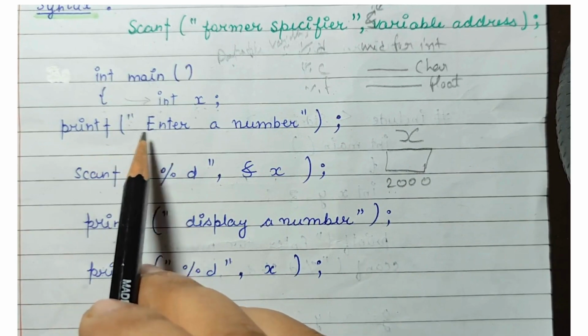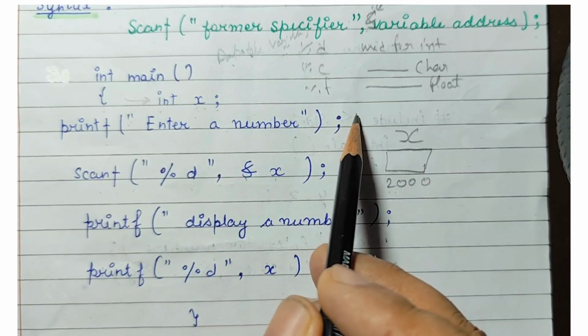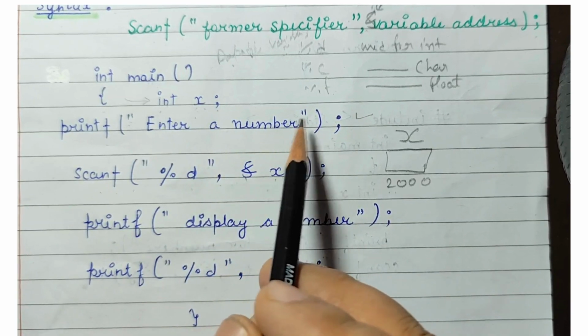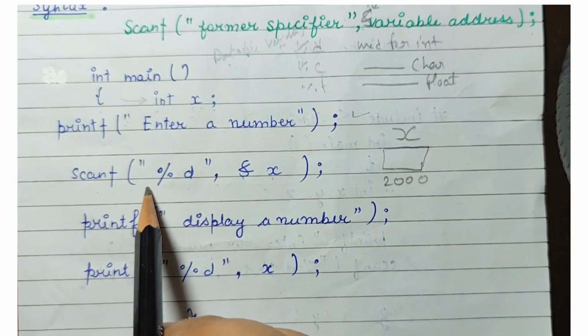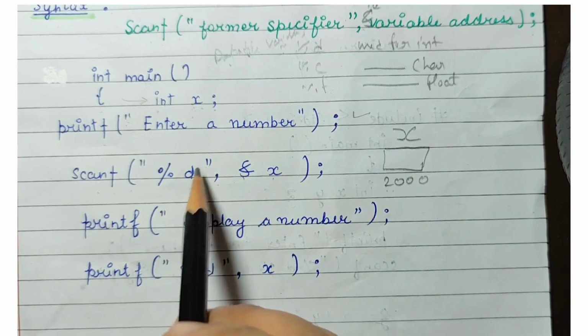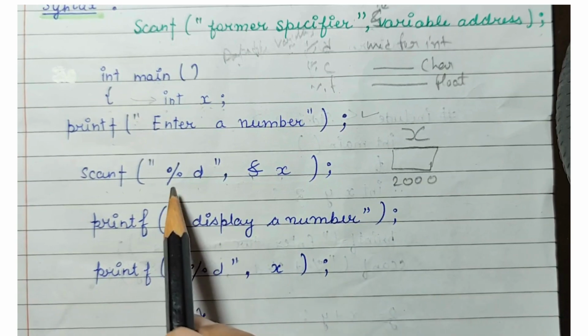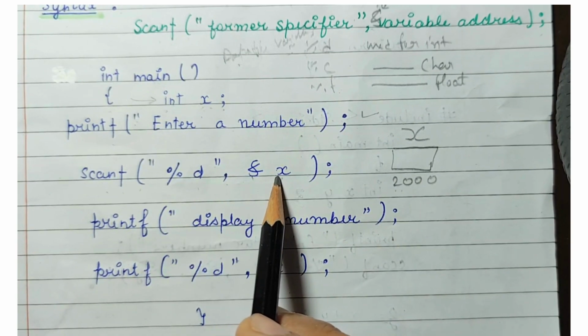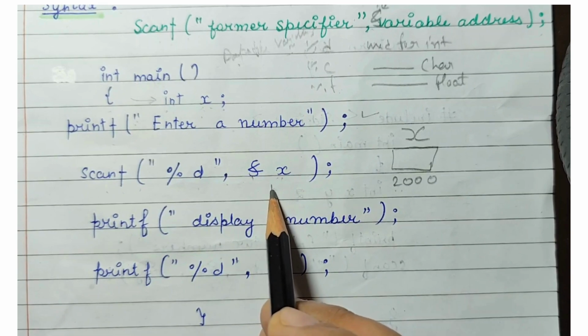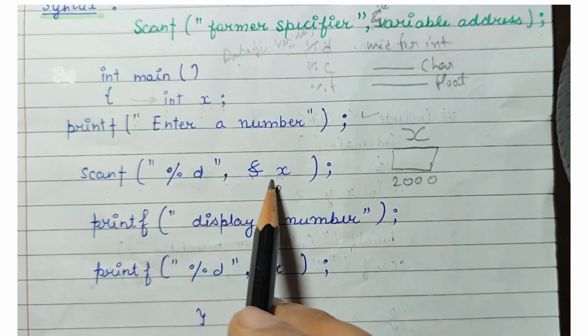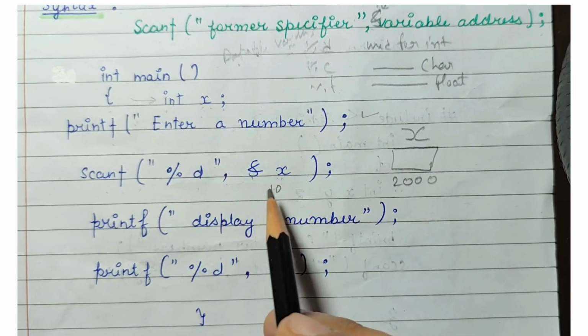Then after this statement, the printf function is executed. It will display the message to enter a number. After this, we enter a value in the x variable. Suppose you enter the value 10 from the keyboard.